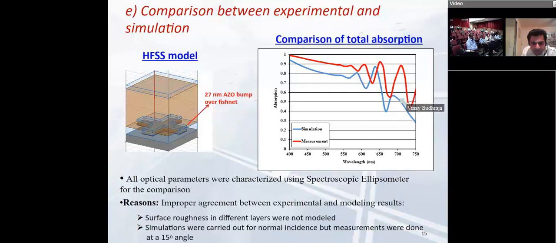So the possible reasons behind this difference are that surface roughness in different layers was not modeled, because we calculated the surface roughness after the fishnet pattern, but the surface roughness in different layers was not possible to include in the model calculations. Also, the simulations were carried out for normal incidence, while the measurements in the ellipsometer can go up to a maximum of about 15-degree angle. That's why there are some differences in the values, but the peak locations are perfectly matched. So there is an overall good increase in absorption, which is helpful to increase the efficiency of solar cells.